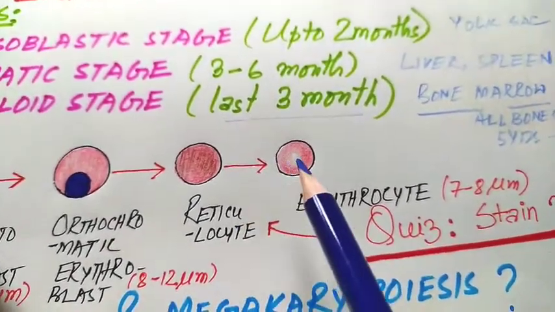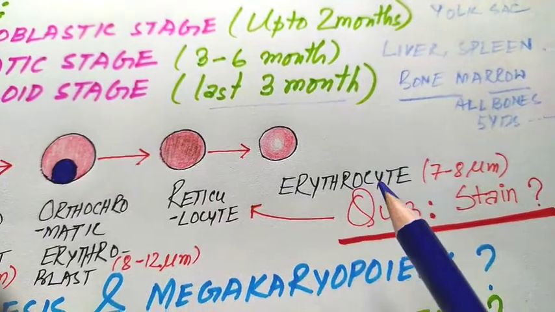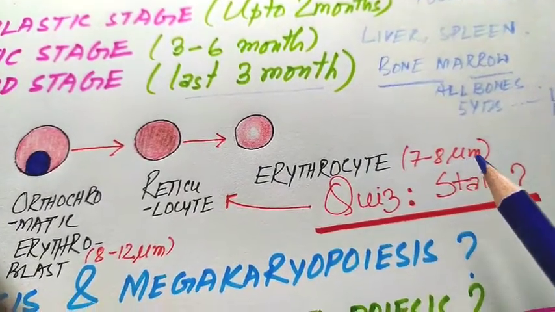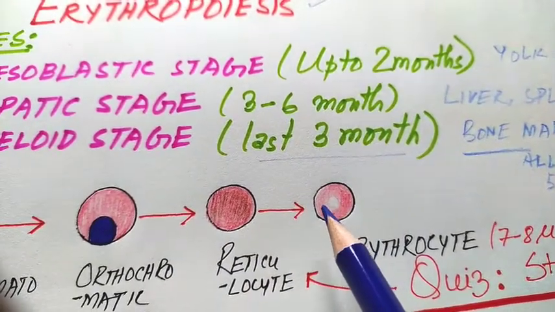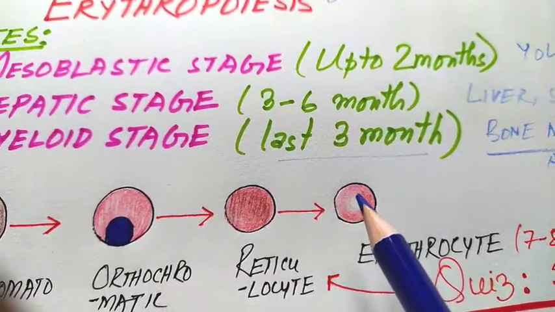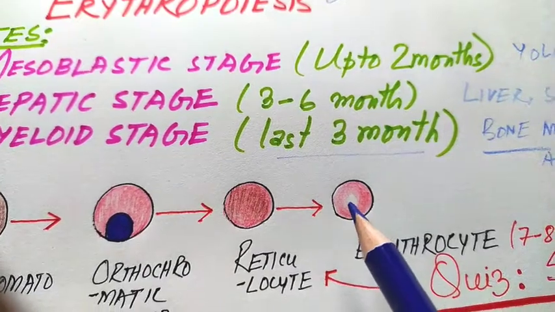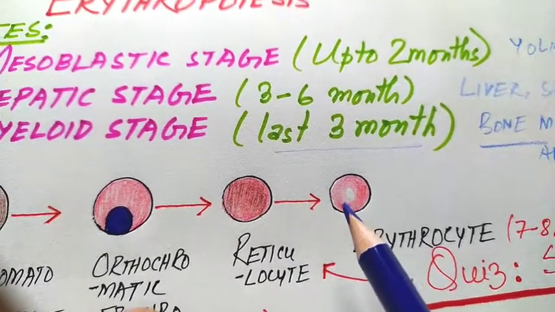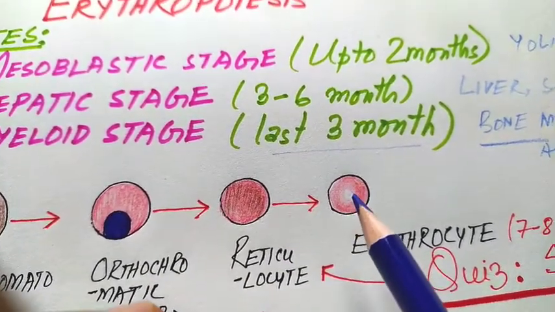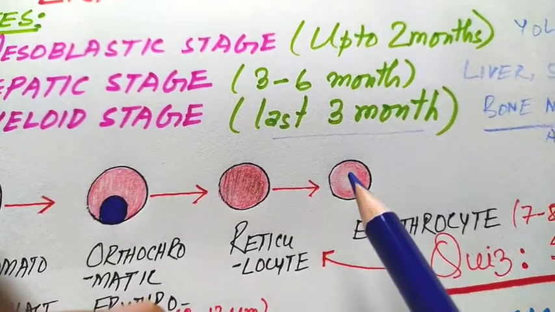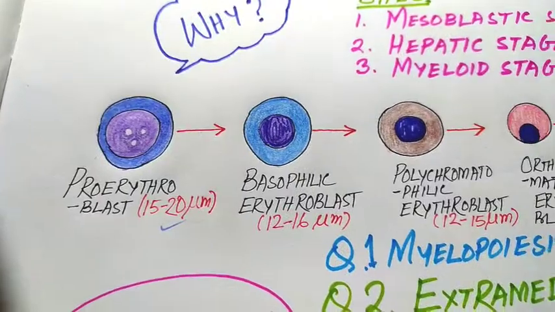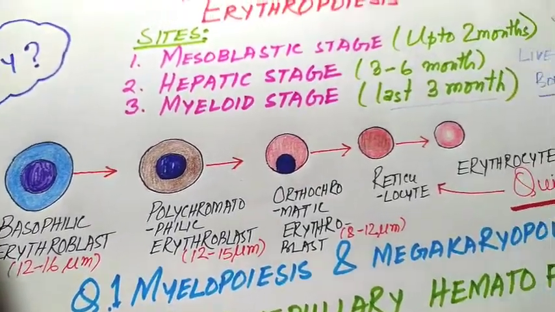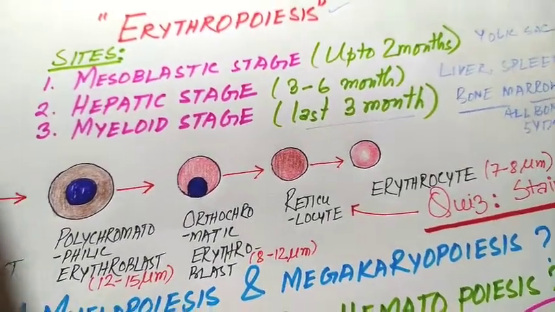Now here comes the final stage, that is the mature erythrocyte. It is a 7 to 8 micrometer diameter cell, and one thing is quite clear, that in the center there is an area of pallor. This is known as central pallor. It is due to the fact that there is less amount of hemoglobin in the center than the periphery. So this is the process of formation of a mature RBC.